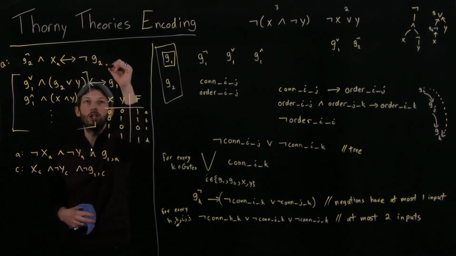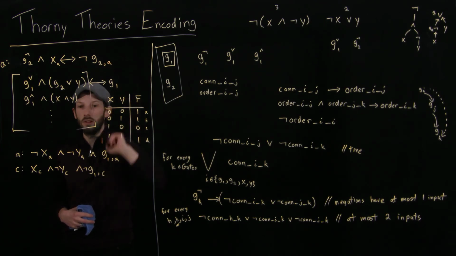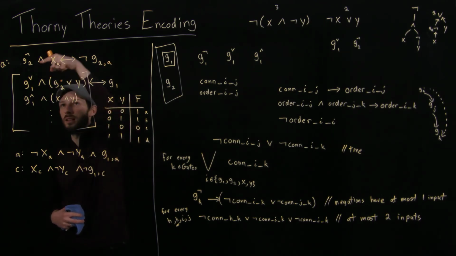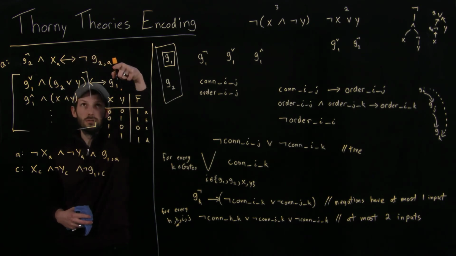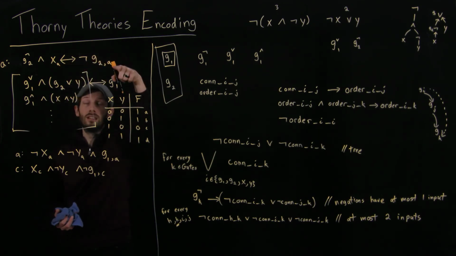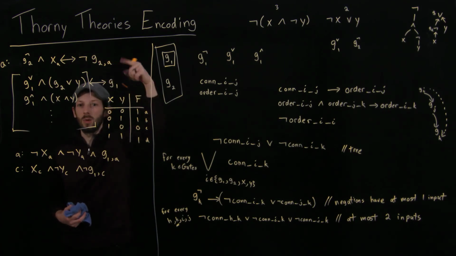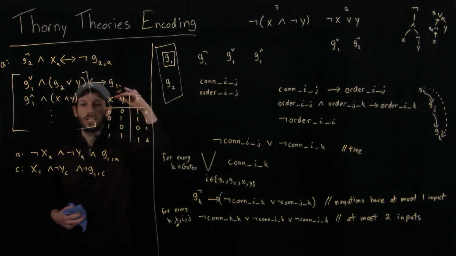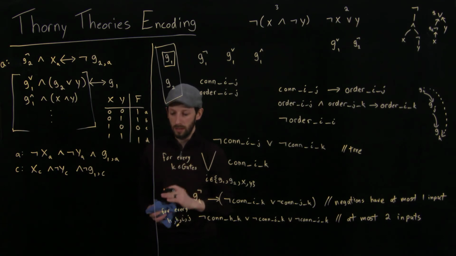It means that G2 is false in A, right? And if X was true in B, then G2 would be false in B, and so on. So you repeat every one of these constraints for every one of these rows, right?